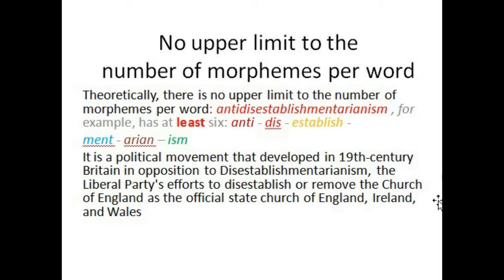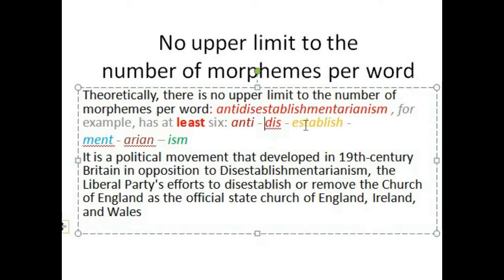No upper limit to the number of morphemes per word. What do you mean by that? It means theoretically there is no upper limit to the number of morphemes per word, and that's why we have the longest ever word in English. We have antidisestablishmentarianism, for example, which has at least six morphemes: anti, dis, establish, ment, arian, and then ism.